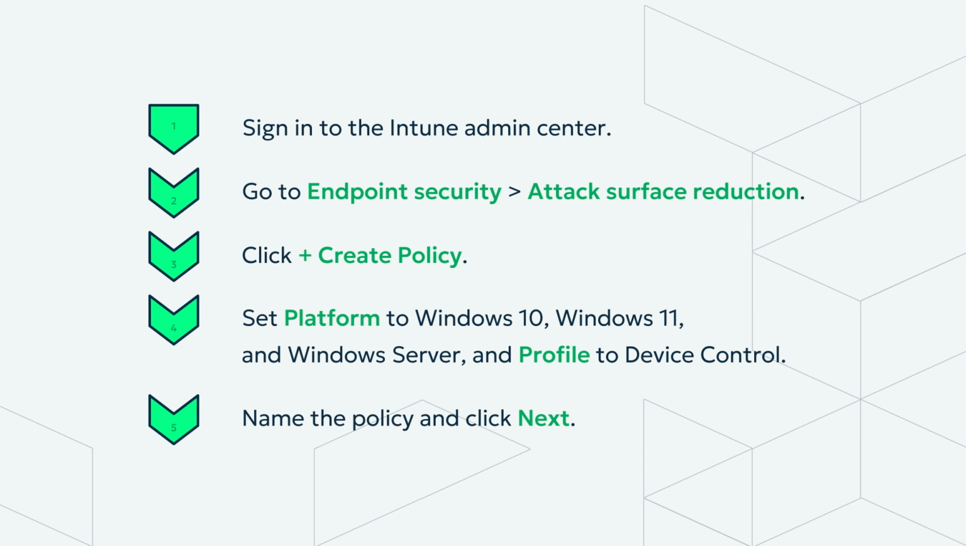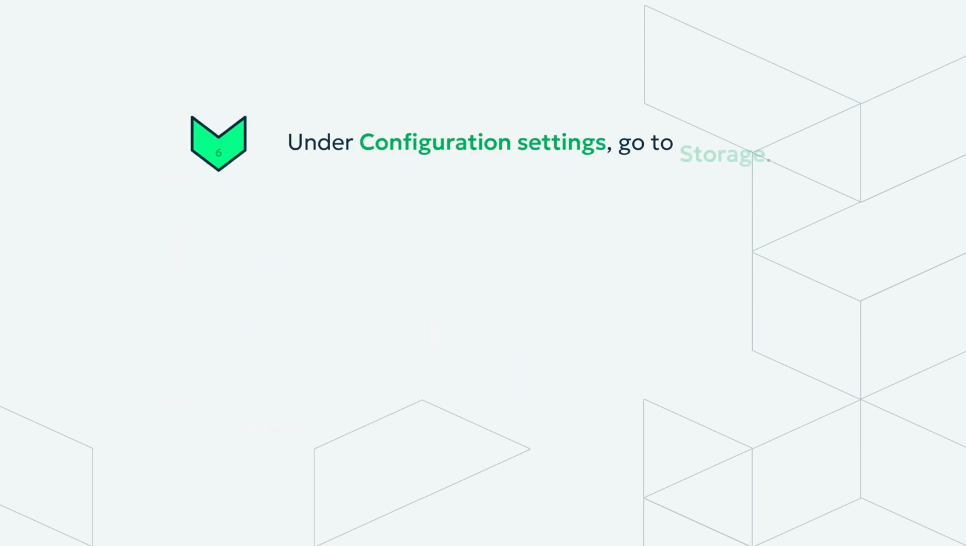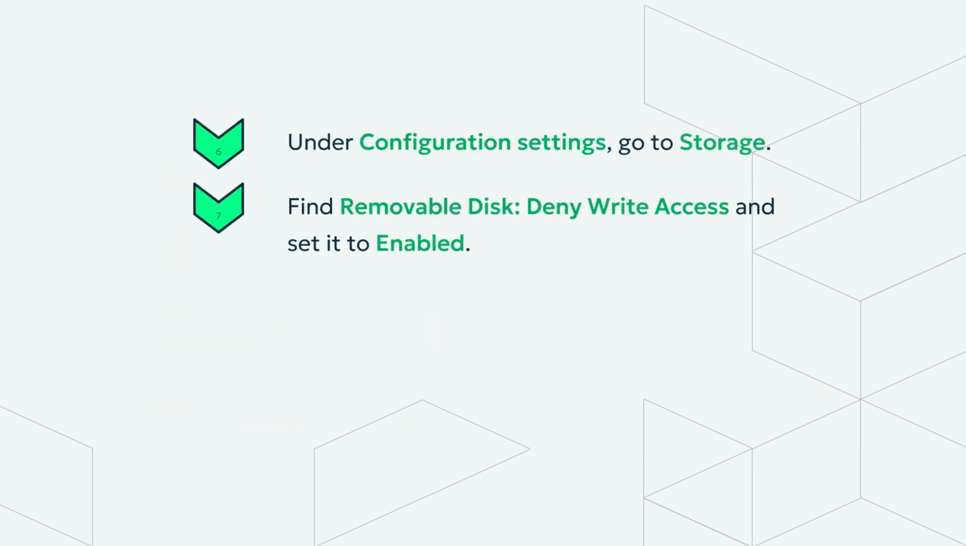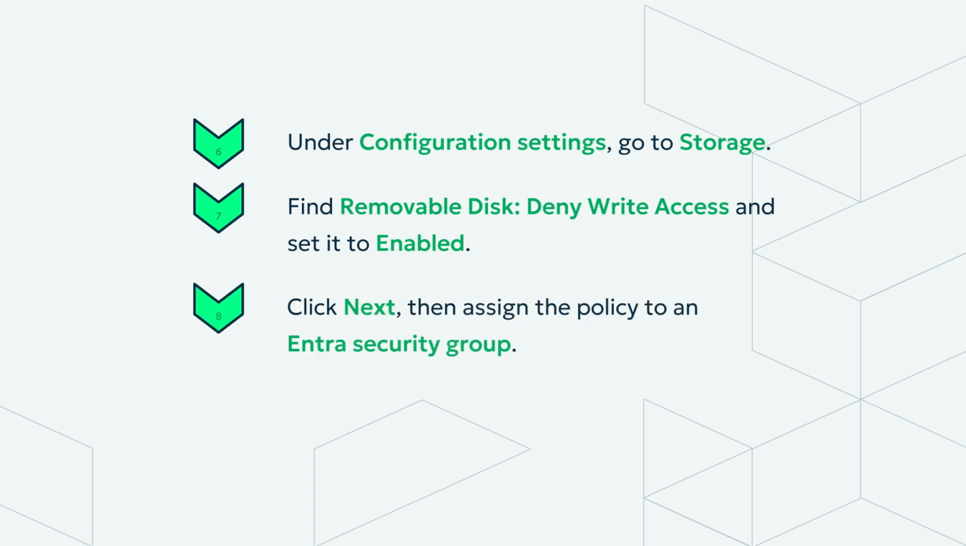Name the policy and click Next. Under Configuration Settings, go to Storage. Find Removable Disk, Deny Write Access, and set it to Enabled. Click Next, then assign the policy to an Entra security group. Review the summary and click Create.